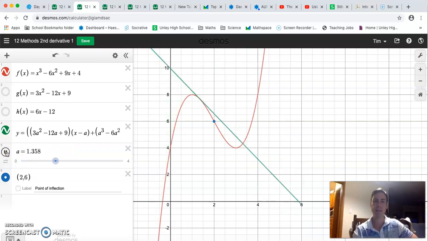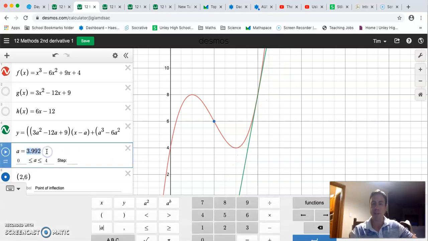Right. So where was I? I was about here. The gradient starts increasing. Right? Now, maybe we could look here, I've made our x value or our a value equal a half.